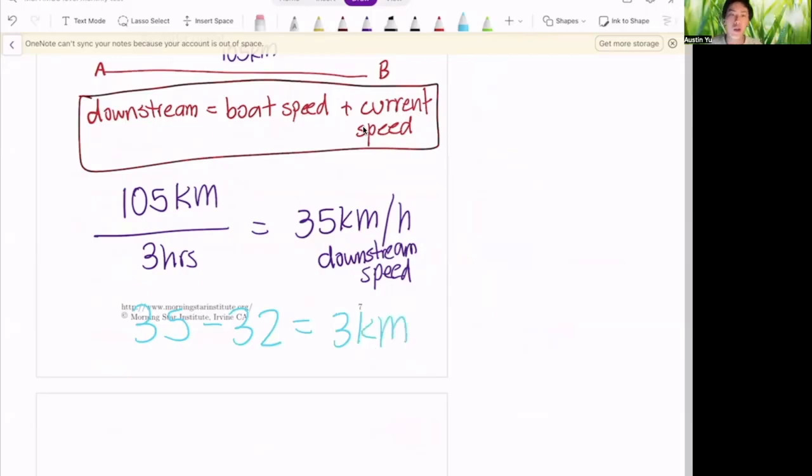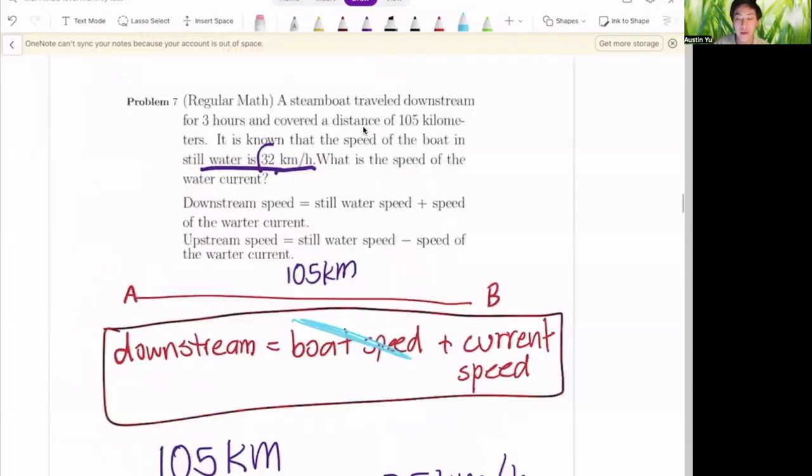So what does the 3 represent? If we already found the boat speed, so we cross the boat speed out, then that would just be the current speed, or the water speed, which means the water moves at a current speed of 3 kilometers an hour. And that will be your answer for problem number 7.